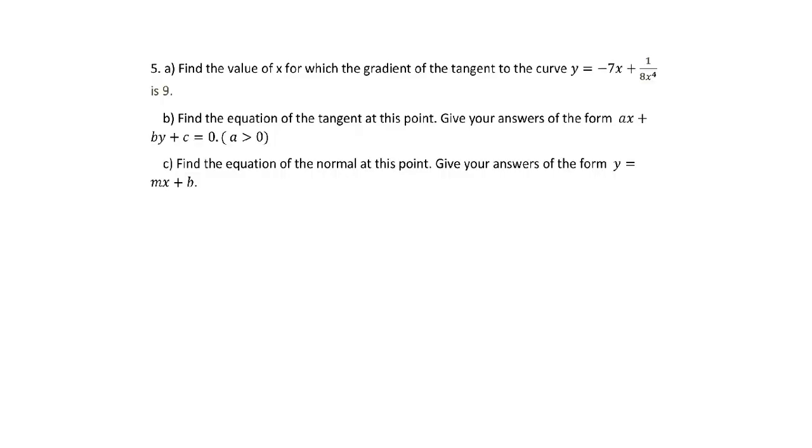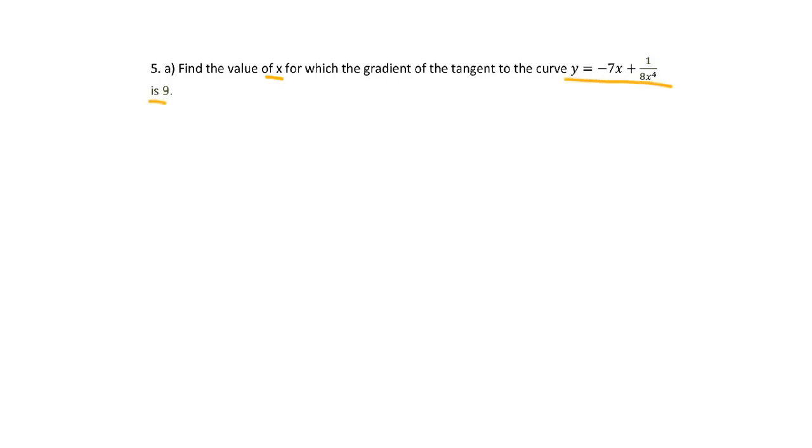This video is about the equation of a tangent and a normal line in IB exams. For number 5, find the value of x for which the gradient of the tangent to the curve is 9. According to the given information, we know the gradient of the tangent is 9. In other words, f prime of x equals 9. So we need to figure out the derivative of this function.